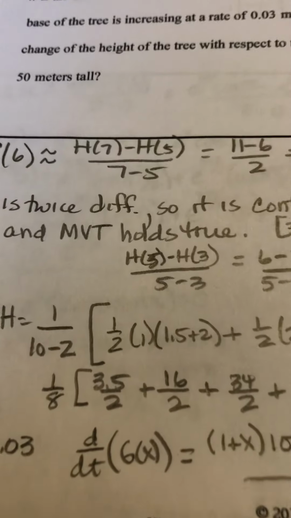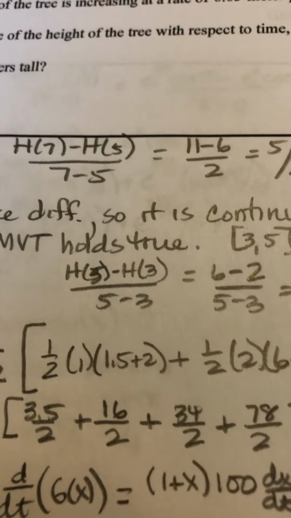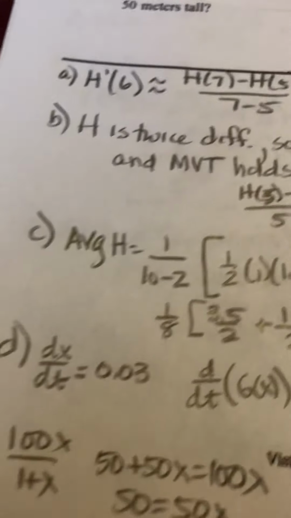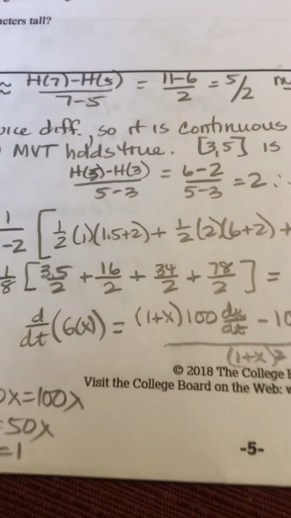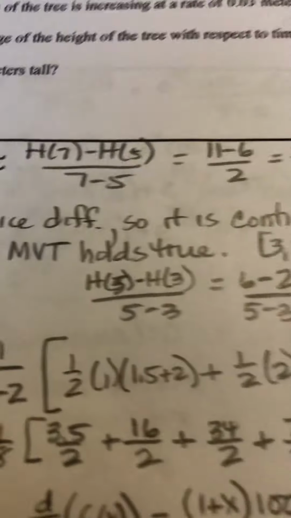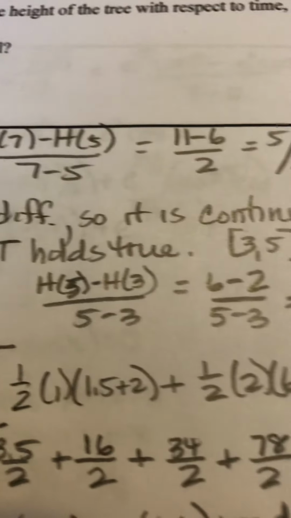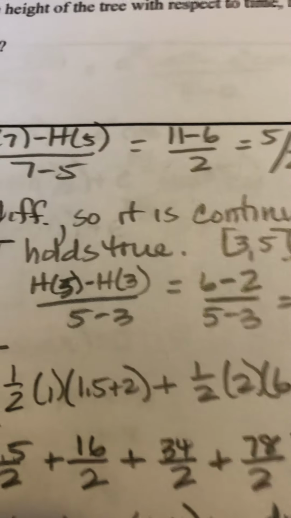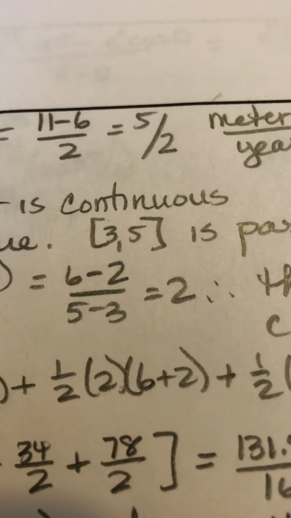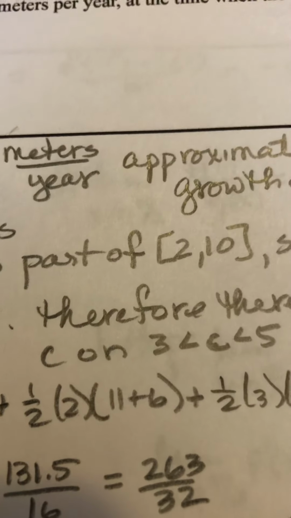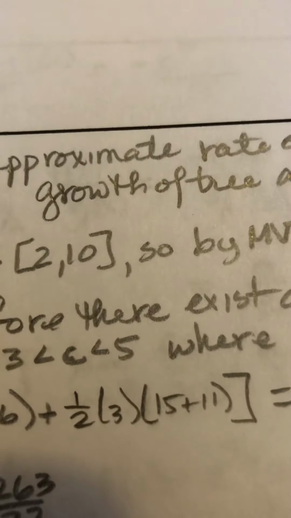Part C, a trapezoidal sum, first 4 subintervals, to approximate the average height of the tree. Average value of the function, remember it's 1 over b minus a, and then do your trapezoidal sum, because the average value is 1 over b minus a times the integral from a to b. So 1 over 10 minus 2, and there's our trapezoidal sum, 1/2 the first delta x times your 2 y's, plus 1/2 the second delta x times the sum of the 2 y's, and 1/2 the third delta x times the sum of the 2 y's, and then 1/2 the fourth delta x times the sum of the 2 y's.